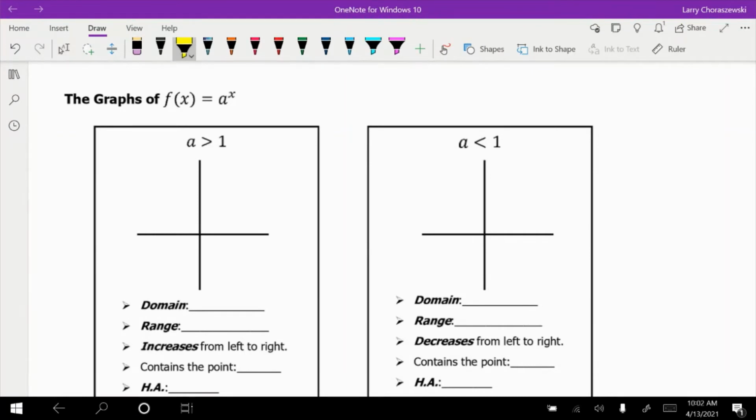But let's take a look at a situation where the base is greater than 1. This would represent exponential growth, by the way. So things are increasing over time. When the value of a is greater than 1, the left end of the graph starts out close to the x-axis, and it increases, goes through the y-axis, and then takes a sharp turn up and heads to positive infinity.